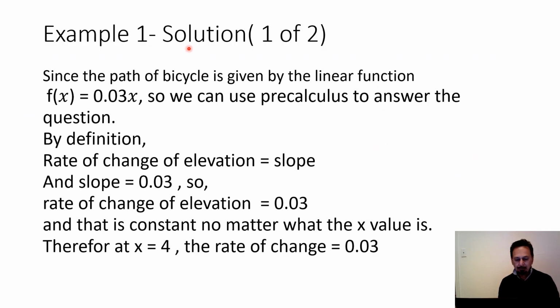Example 1, solution. Since the path of the bicycle is given by the linear function f of x equal to 0.03x, we can use precalculus because it's a linear function. By definition, rate of change of elevation is slope, and the slope is 0.03. So the rate of change of elevation is 0.03, and that is constant no matter what the x value is. Therefore, at x equal to 4, the rate of change stays 0.03.